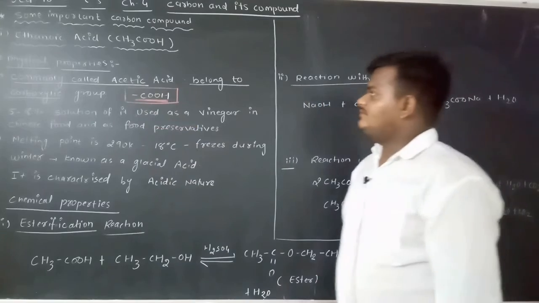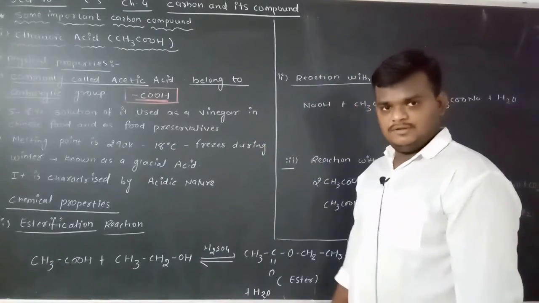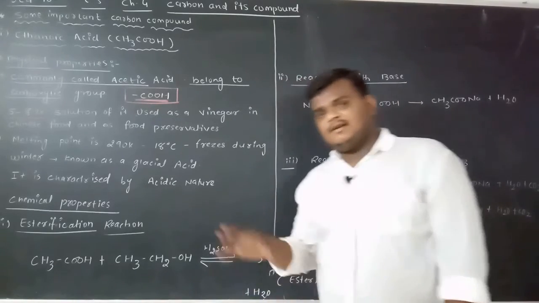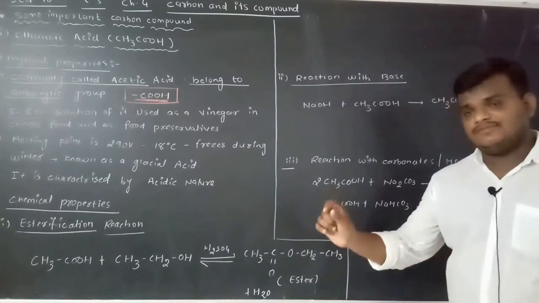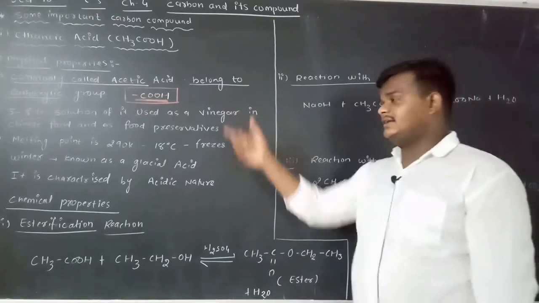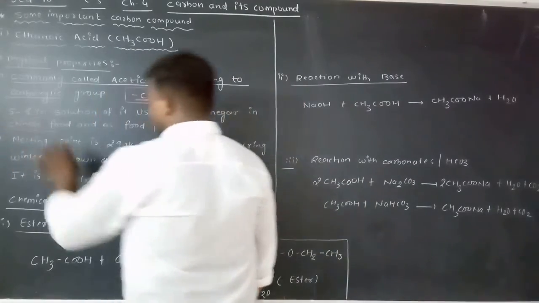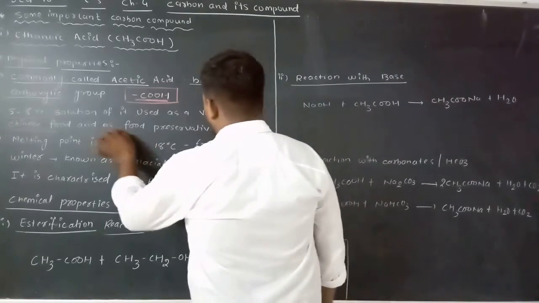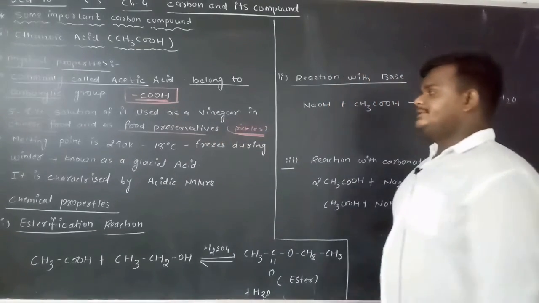Another physical property of ethanoic acid is that a 5 to 8% solution of it is used as vinegar. A 5 to 8% solution means I am taking 100 ml as a basis. So I am taking 95 ml of water and 5 ml of acetic acid or ethanoic acid, and we mix that. That solution is known as vinegar. And vinegar is mainly used in Chinese food, and as a food preservative in pickles.